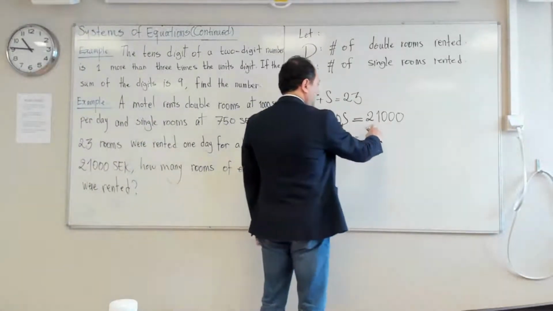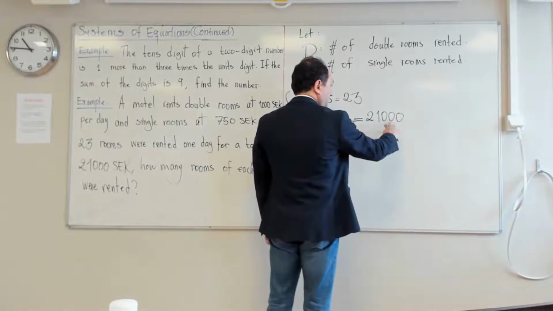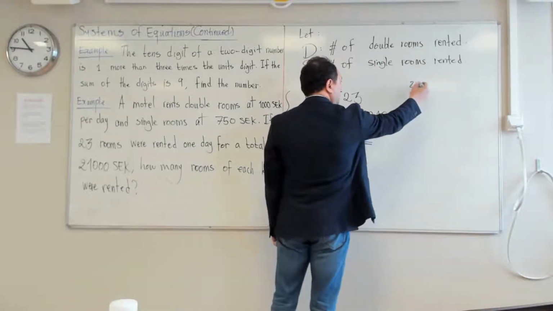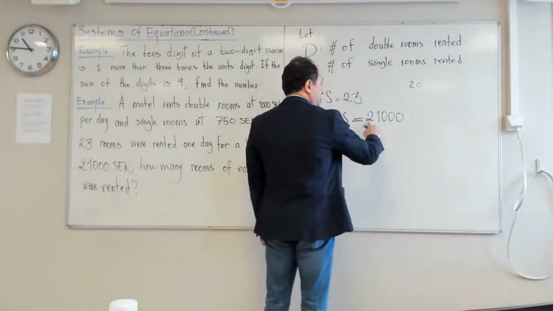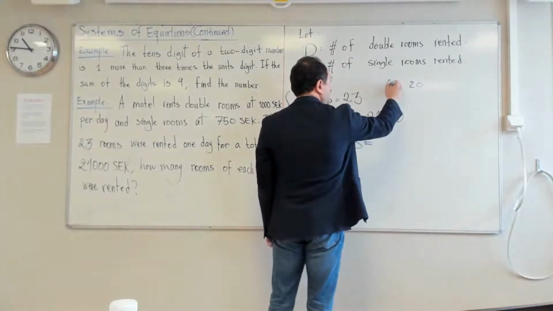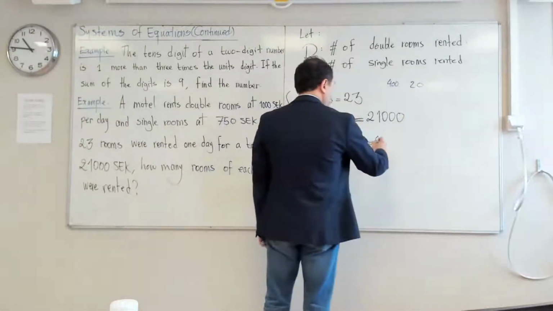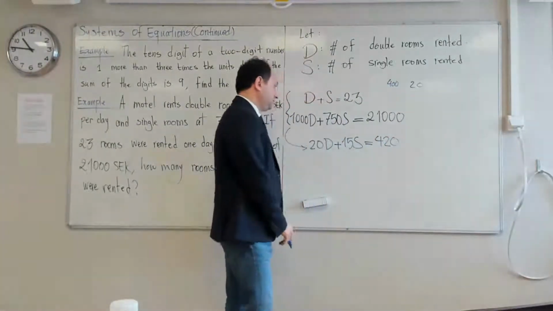So this is 21,000. If you divide 1,000 by 50, it is 20. And if you divide this by 50, it is what? 400. 420, right? So 420.